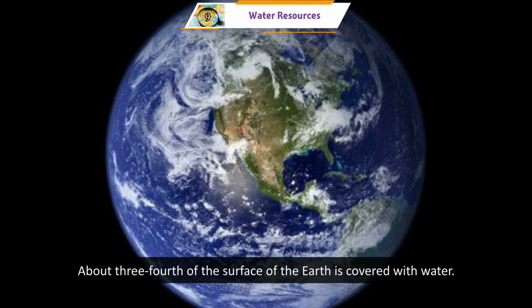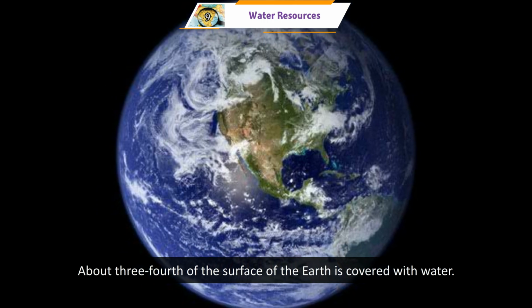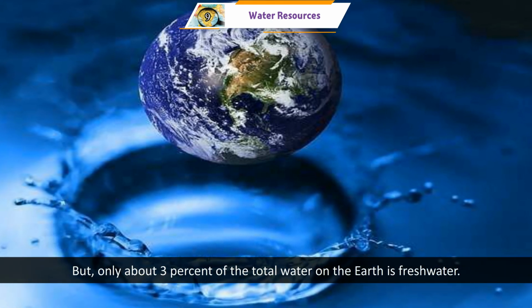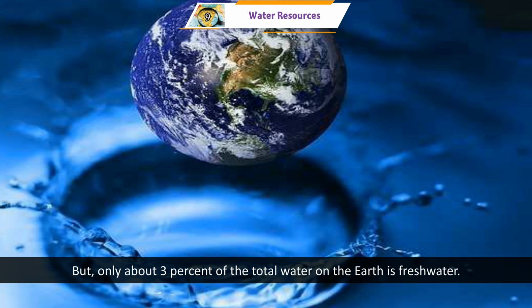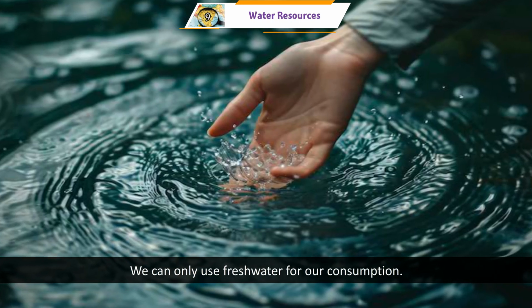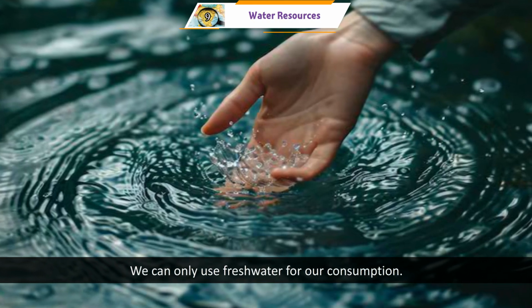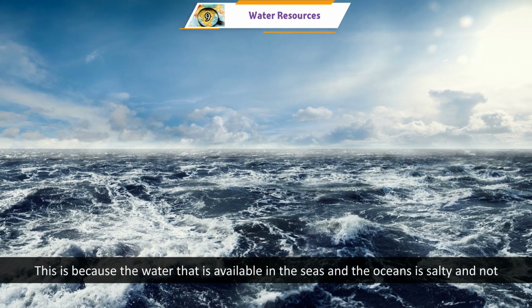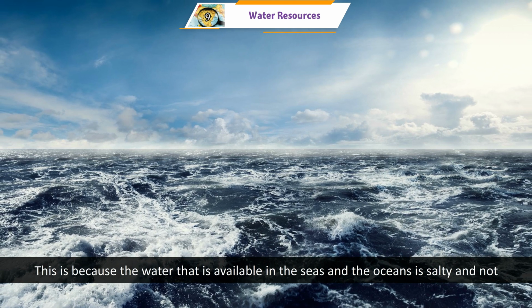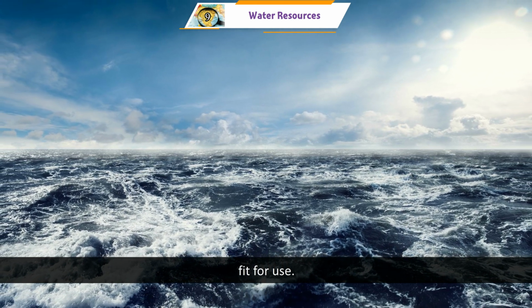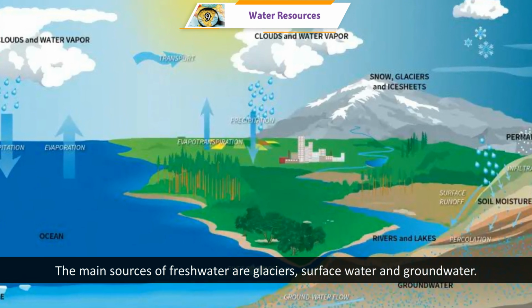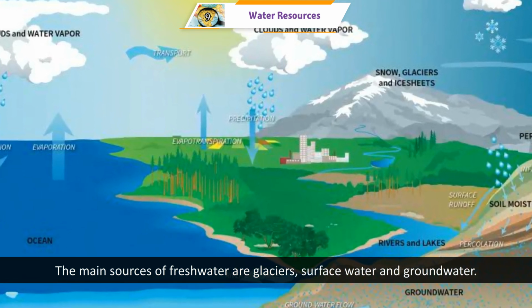About 3/4 of the surface of the earth is covered with water, but only about 3% of the total water on the earth is fresh water. We can only use fresh water for our consumption. This is because the water that is available in the seas and the oceans is salty and not fit for use. The main sources of fresh water are glaciers, surface water, and groundwater.